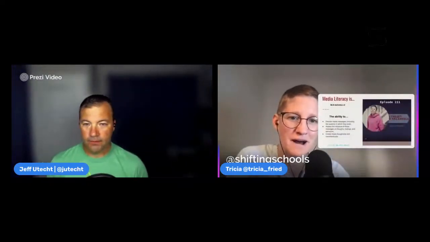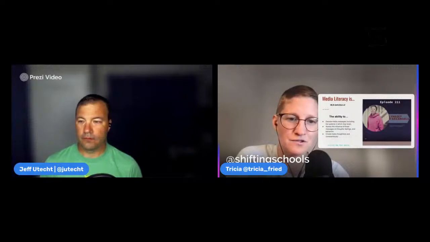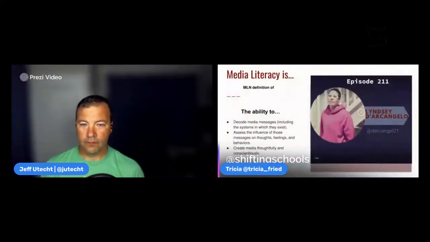When we're talking about media literacy, I think it's helpful to check out a variety of definitions and to think a little more about what media literacy is. The Media Literacy Network has a definition that looks at it in terms of what it enables us to do.